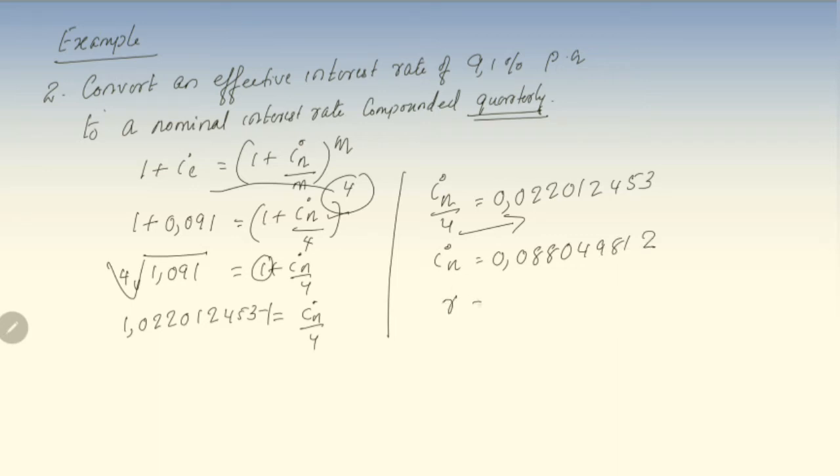Therefore, the rate is going to be, because i is r divided by 100, so send 100 to the other side. 100 is going to multiply this side. So it's going to be 8,8 percent. You get it. This is how we are finding it. This is the nominal interest rate compounded quarterly. So this is how we are converting effective to nominal and nominal to effective. The reason why I did this question is because this question is very important.